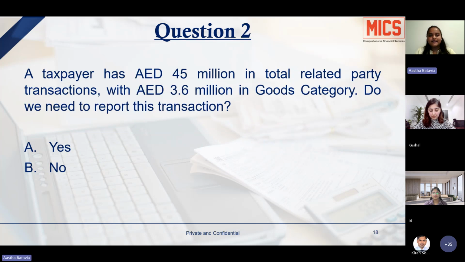A taxpayer has AED 45 million of total related party transactions with AED 3.6 million in goods category. It can be any transaction, purchase, sale, basically classified under the goods category. Do we need to report this transaction? Please give your answers in the comment section.